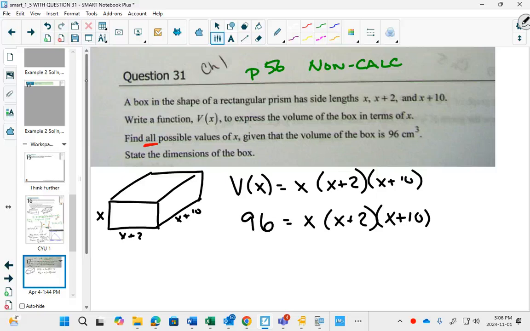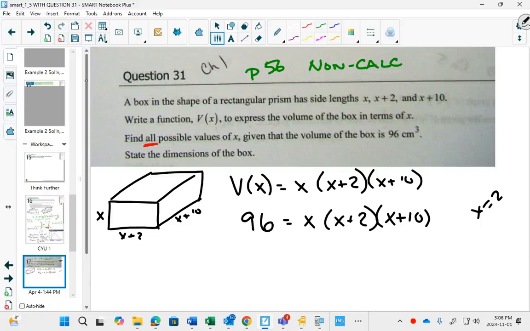It's probably going to be a nice number. So which number do you think they tried first? For x, 1. 11 times 3 times 1 is 33. Does that work? No. So what do you think students tried next? 2. 12 times 4 is 48 times 2 is 96. X equals 2. Then they wrote out the dimensions, 2 by 4 by 12, included their units and everything.